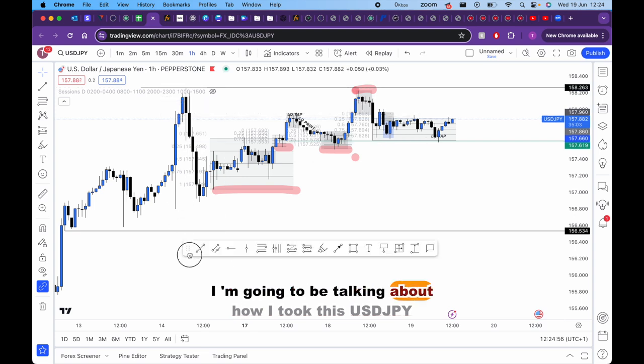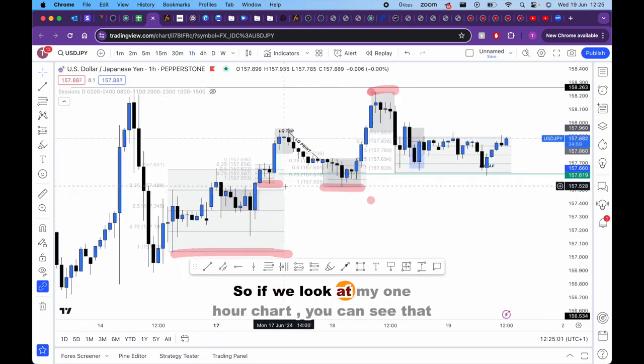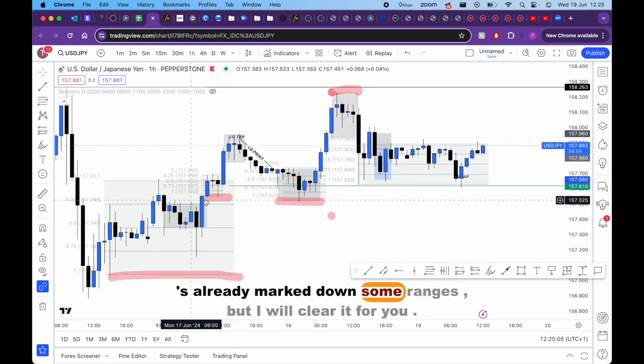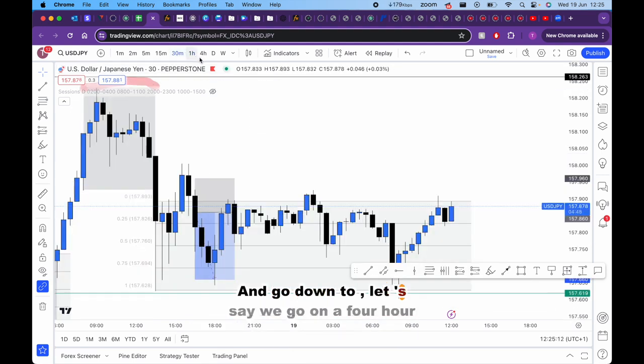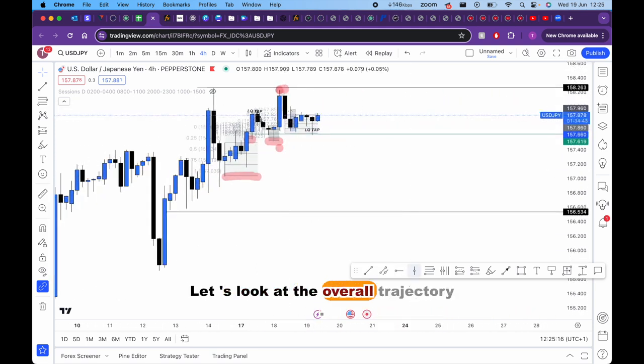I'm going to be talking about how I took this USD JPY trade. So if we look at my 1 hour chart, you can see that I've already marked down some ranges, but I will clear it up for you and go down to, let's say, a 4 hour. Let's look at the overall trajectory.